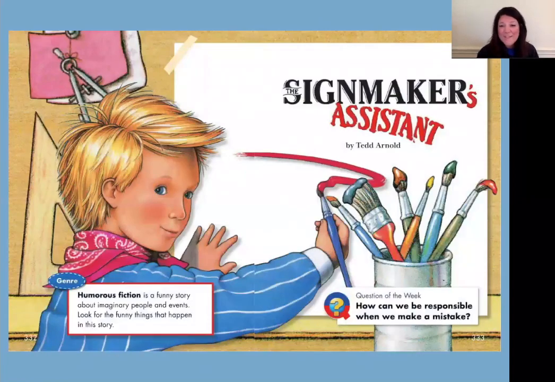All right, here's our title page, The Sign Maker's Assistant. The genre is humorous fiction. So this is a funny story about imaginary people and events. So look for funny things that happen in the story as we read.